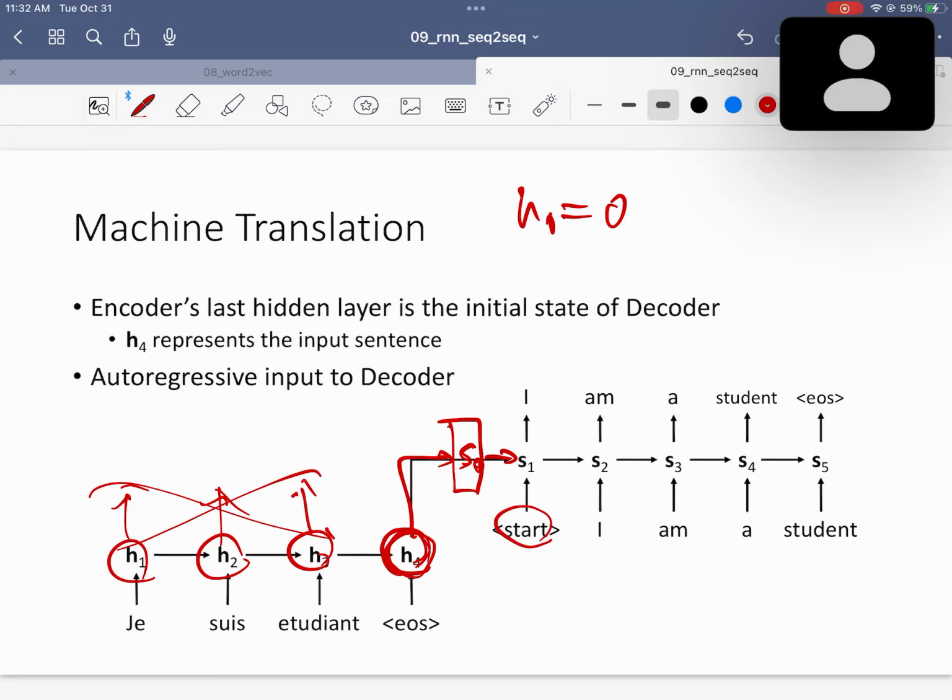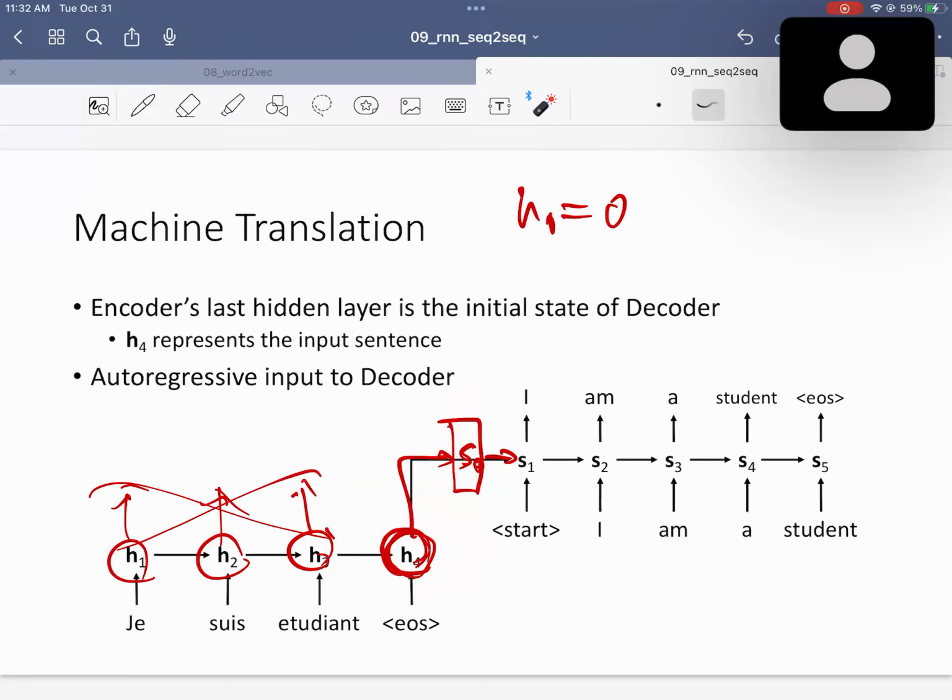Start token, meaning because you have to start somewhere, right? So what you want to predict is "I am a student, end of sentence." In order to do that, you need to put start in, and this is kind of like an ignition to the engine, to start predicting the next word. So the first word should be I, and then the next word should be am, then a, student, and EOS, right? In order to do that, you need to initialize S0 with H4. So that's how those two are connected.